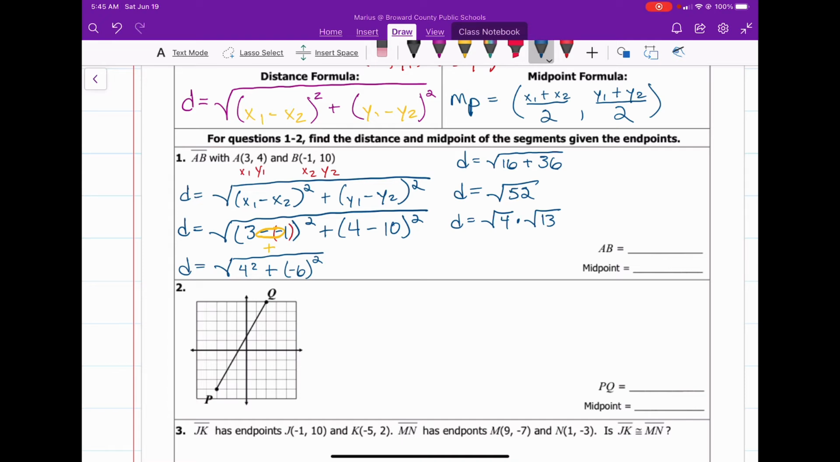And now we chose 4 and 13 because 4 is a perfect square. The square root of 4 is 2. So this would be 2 square root 13. That would be our final answer for the distance of number 1. So AB, the distance of A to B, is 2 square root 13.